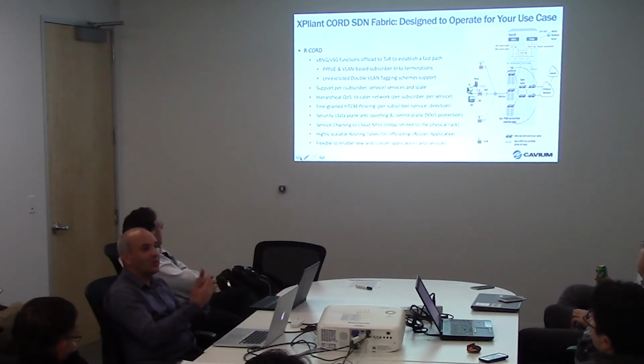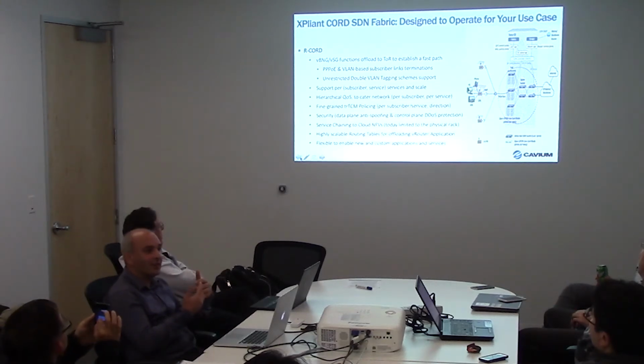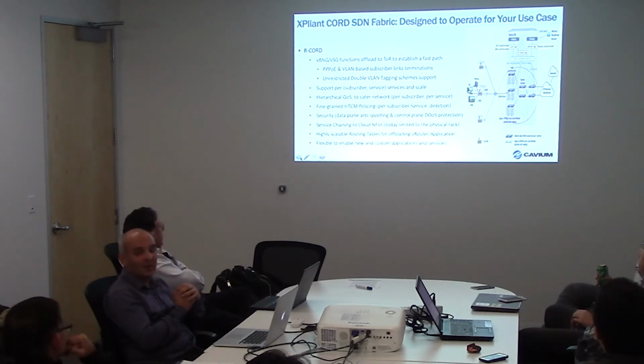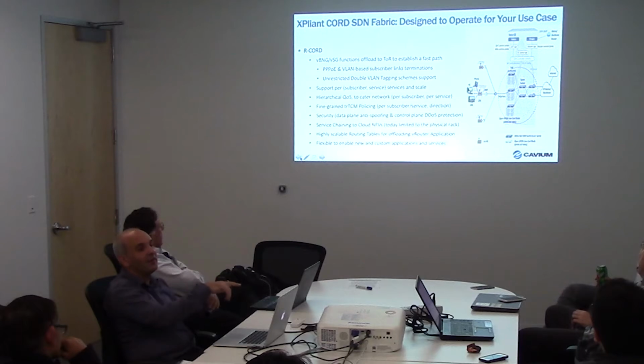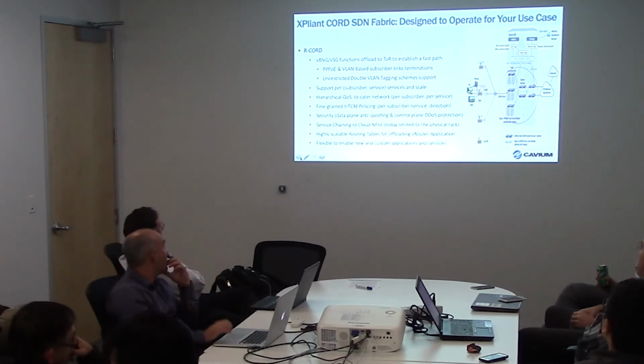So we can do PPPoE as well as VLAN-based subscriber line termination, for Q-in-Q or double VLAN support. I know that the current solution has some kind of shortcomings. In our case, we don't have any of these things, so we are able to provide full Q-in-Q support. By the way, I uploaded this slide in PDF form to the website, so it's downloadable from there. It's not confidential. You can download it, right?